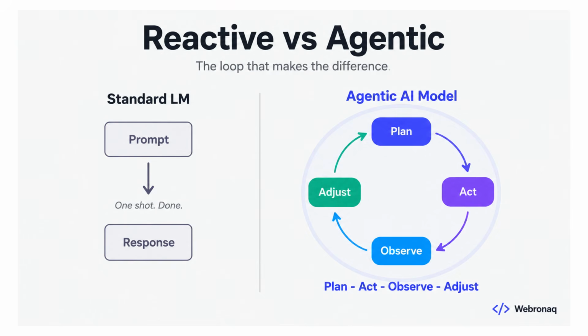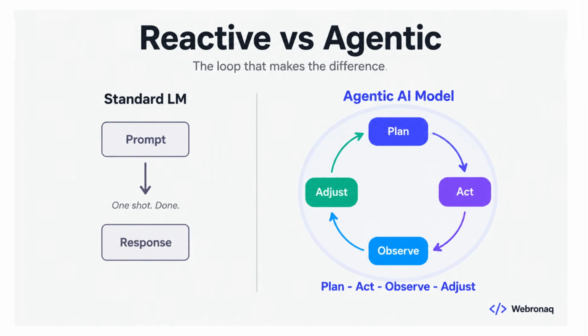Muse Spark 1.1 is built around that second idea. It can set sub-goals, call external tools, browse the web, and even operate software on your behalf. And here is the key mechanism behind all of that. A loop called the Plan, Act, Observe, Adjust cycle. The model forms a plan, executes an action, observes what happened, adjusts, and loops back. It keeps going until the task is done. Up next, let us look at exactly how Muse Spark 1.1 is architected to run that loop at scale.